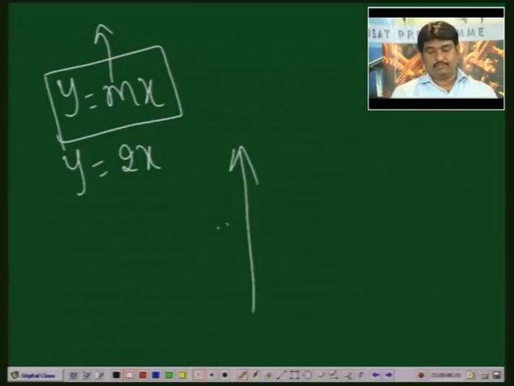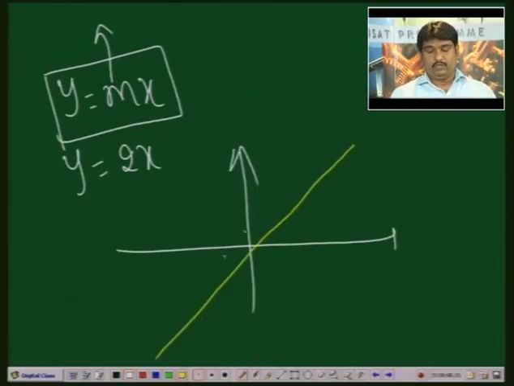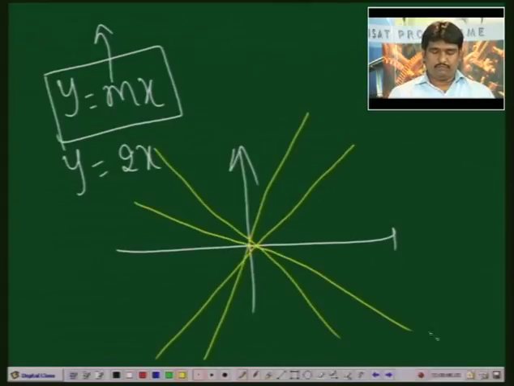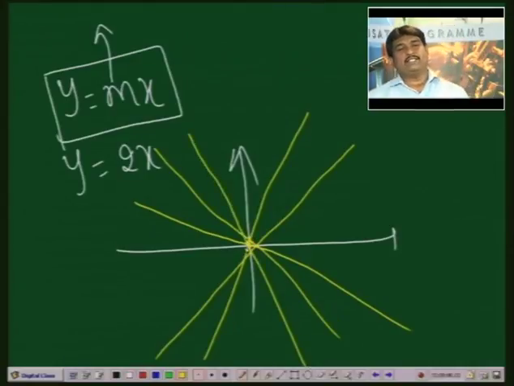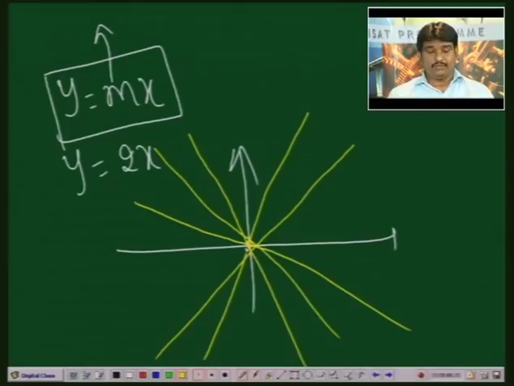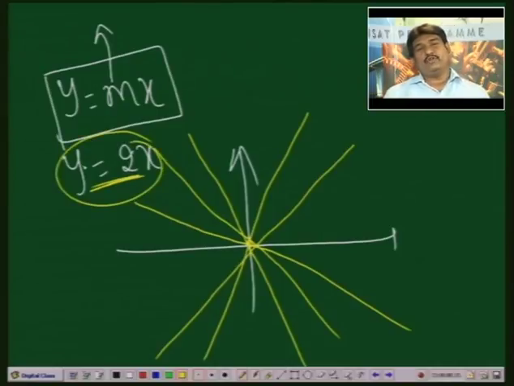So it will be like this. I will get an infinite number of lines passing through the origin with different slopes. So y equals mx represents a family of curves, and y equals 2x is one particular member of that family. So the general solution of a differential equation contains one arbitrary constant. So it represents what? It represents a family of curves, and y equals 2x is one particular member of the family, which is nothing but a particular solution.